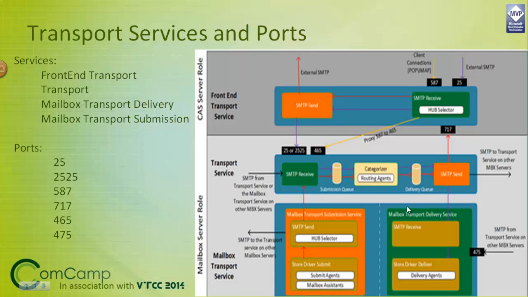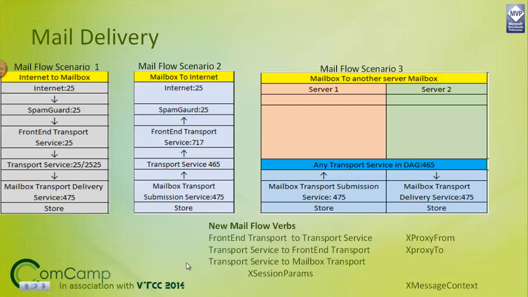let's move on to the next slide. Mail delivery. I'm going to talk about three mail flow scenarios here. The first scenario is when an internet user sends an email to an organization mailbox. So if you are receiving an internet email to your mailbox in your organization, then how will it happen? Let's review.